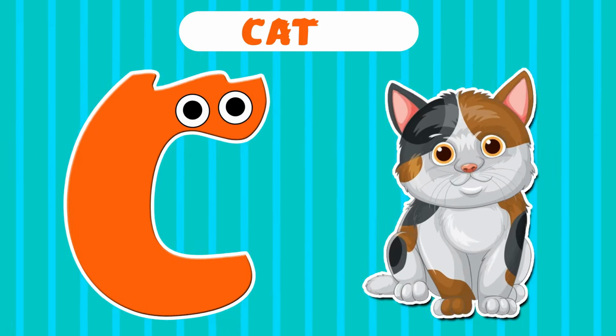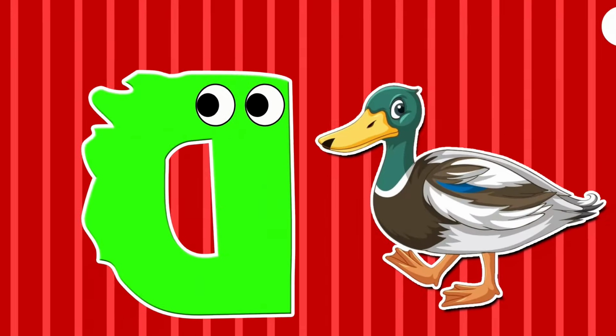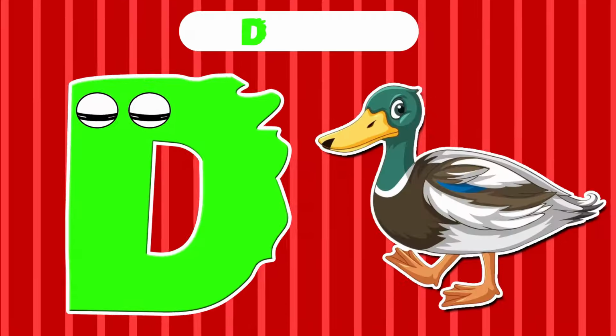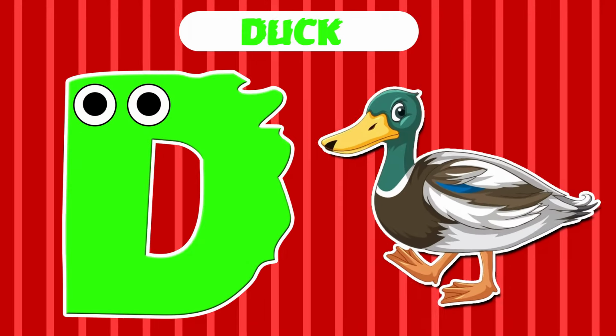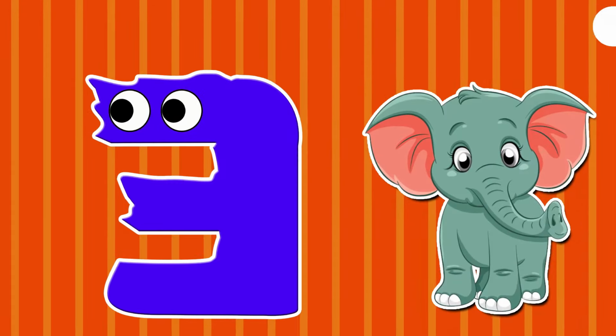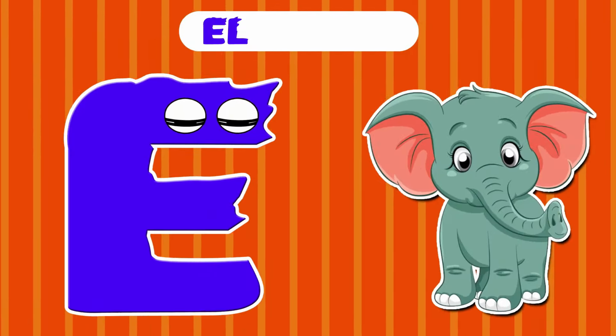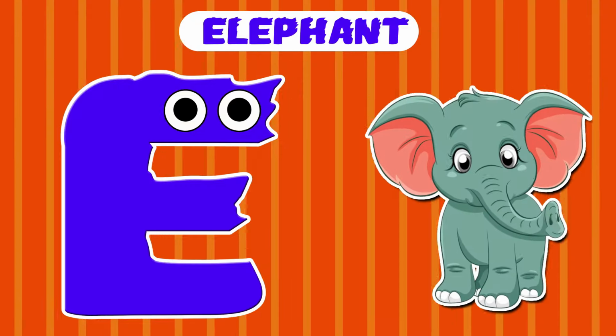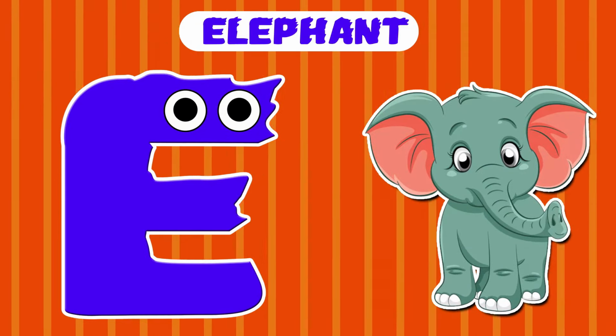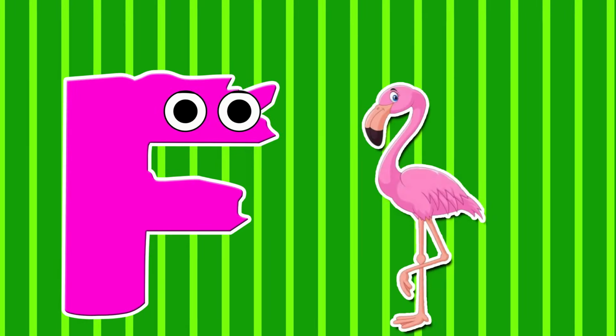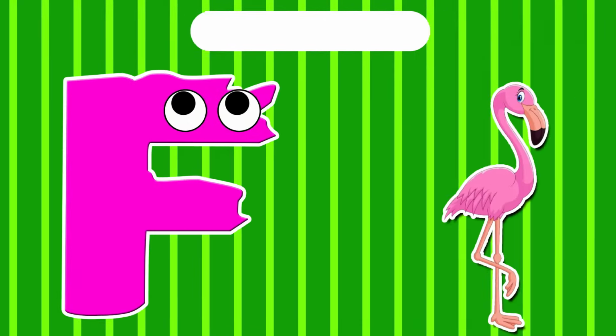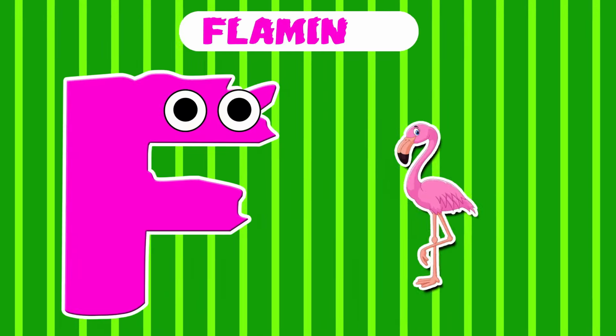D is for duck, d, d, duck. E is for elephant, e, e, elephant. F is for flamingo, f, f, flamingo.